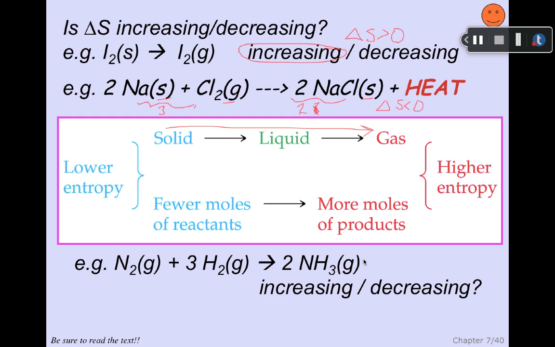The third example on this page shows you the reaction of nitrogen with hydrogen to make ammonia. Here we have 2 gaseous substances making another gaseous substance. On the left side we have 4 moles of gas, and on the right side we have 2 moles of gas. Looking at numbers of moles, we're going from more moles to fewer moles. So that would be going from higher entropy to lower entropy. Again, that would be decreasing entropy. And when we describe that, the value of delta S is going to be less than 0. When it gets smaller, it's less than 0.